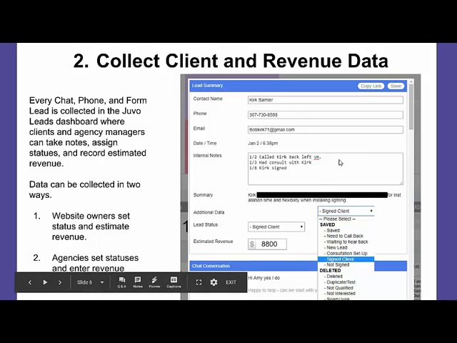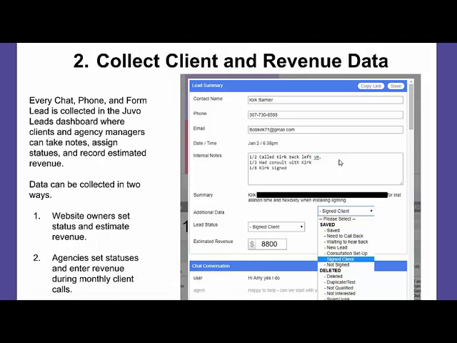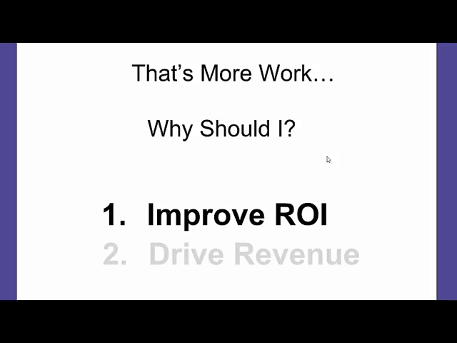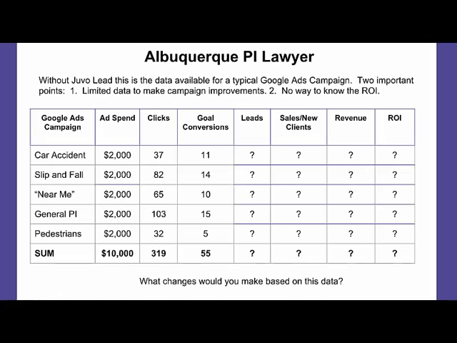This process is usually handled one of two ways. It's either the firm or the business owner enters that lead data when the clients convert, or at the end of the month. It really depends on the business. Next, what we see is that a lot of marketing agencies actually take on this role for their clients and do the updates for the lead statuses and the estimated revenue on the monthly client calls. And I know what you're thinking. This is a lot of work, so why should I do this? Well, two main reasons. One, it's really going to improve your ROI, and two, it's going to drive revenue. But let me show you.